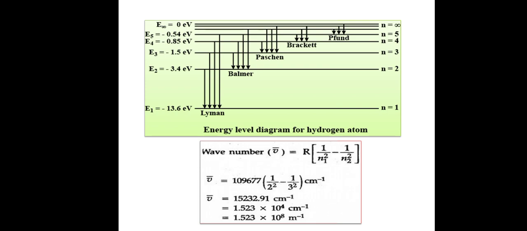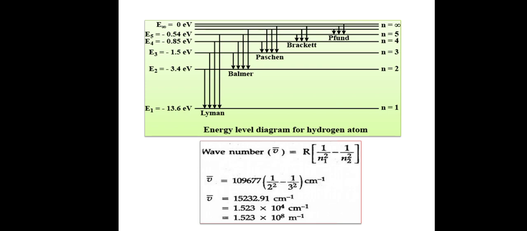The energy level diagram for the hydrogen atom is being shown in the slide. You can see the de-excitation that is coming from a higher orbital to a lower orbital. When the electrons are coming to the first shell, it gives the Lyman series.